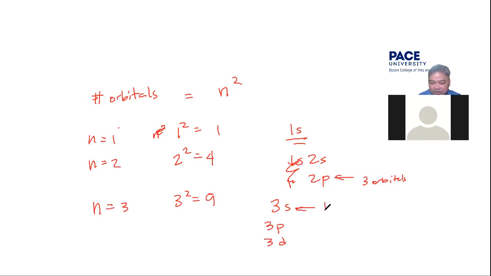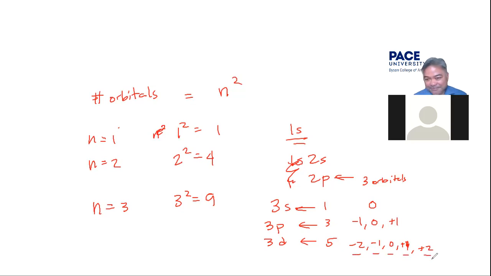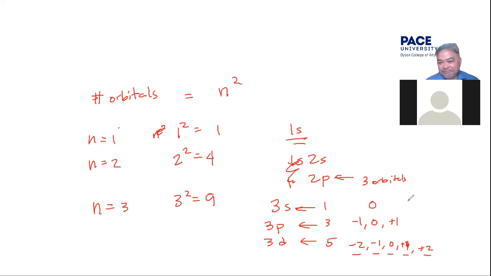So this is 1 orbital, this is 3 orbitals, and this is 5 orbitals. Remember, this was 0, and this is -1, 0, +1. This is -2, -1, 0, +1, and +2. And each of them is an orbital. You got that?